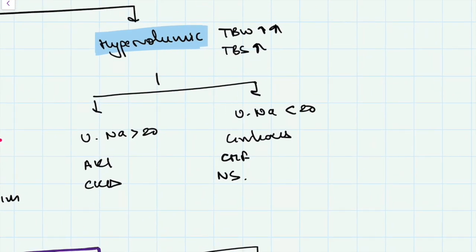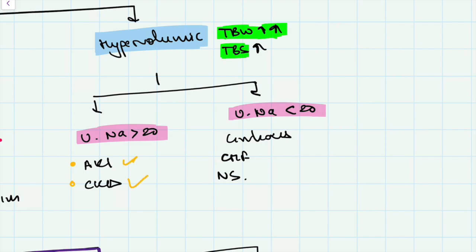Finally, we have hypervolumic hyponatremia. Here what happens is that there is increase in total body water as well as total body salt, but the increase of total body water is more than the total body salt, leading to again hyponatremia. Here we'll again see whether there is excretion of sodium in the urine. If the urine sodium is more than 20, it means that it is due to a kidney disorder, that is AKI and CKD, while if it is less than 20, it means that it is a non-renal disorder like cirrhosis, CHF.